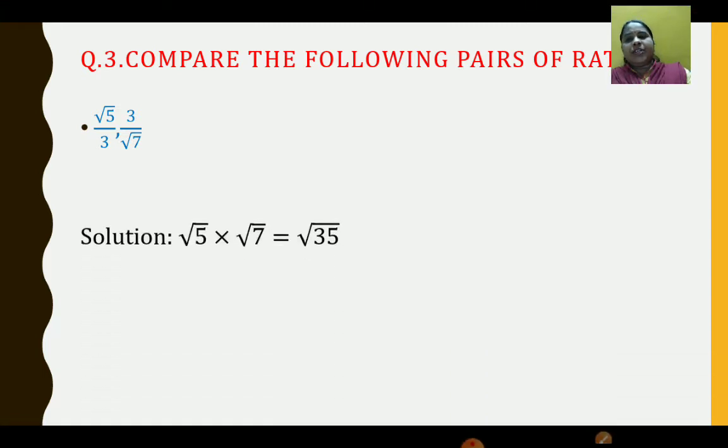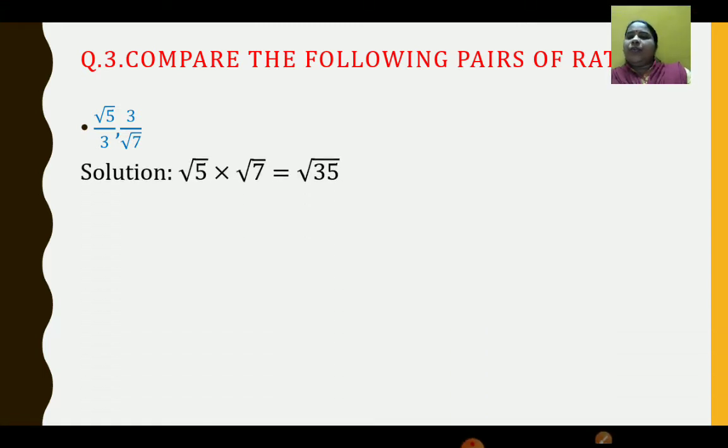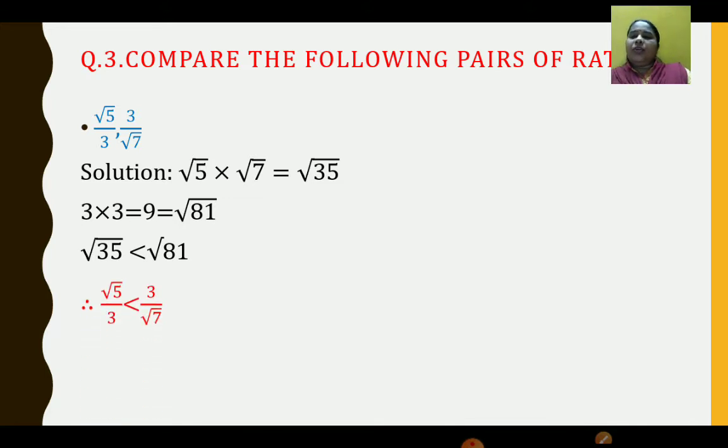The first step is cross multiply. Root 5 into root 7. As I told you, it is like surds, so they can be multiplied. And the answer is square root of 35. Multiply 3 into 3, that is 9. Convert it into a surd, you can write it as square root of 81. Now compare these numbers. Square root of 35 is less than square root of 81. Therefore, I can conclude root 5 upon 3 is less than 3 upon root 7.